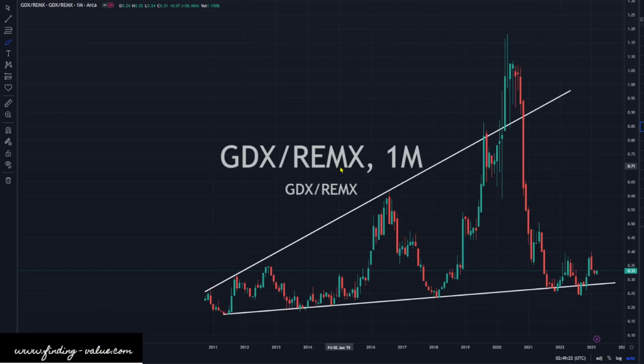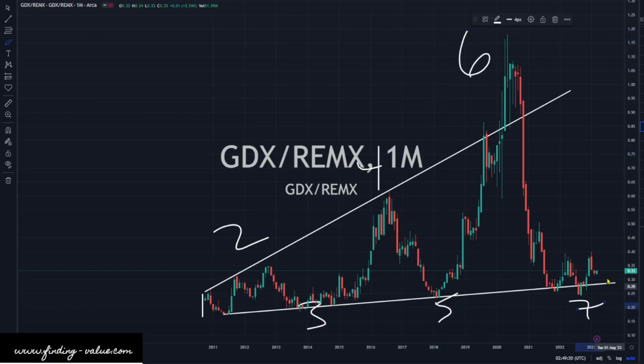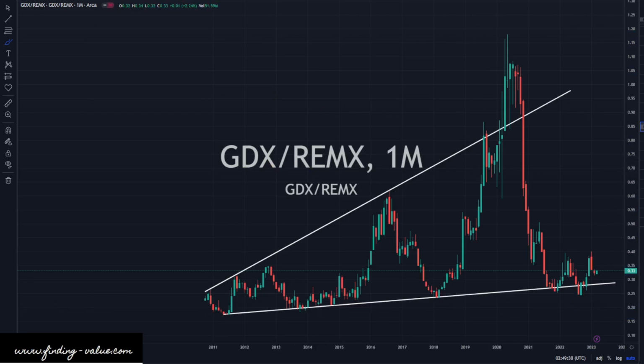GDX versus REMX, this looks fantastic. This is a Livermore accumulation cylinder. 4, 5, and then 6, and then 7. This is generally where you want to buy, and you ride it on up. So GDX looks very good in relationship to REMX, and I would definitely be choosing GDX over that.